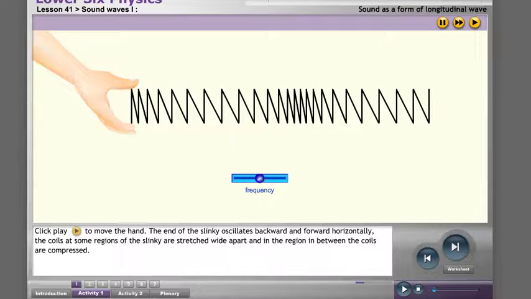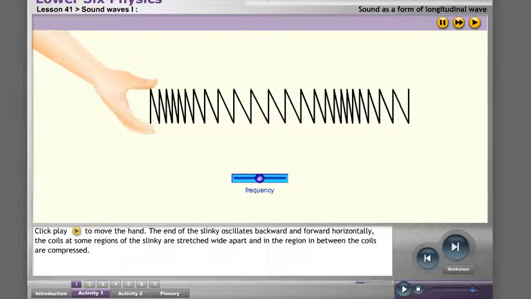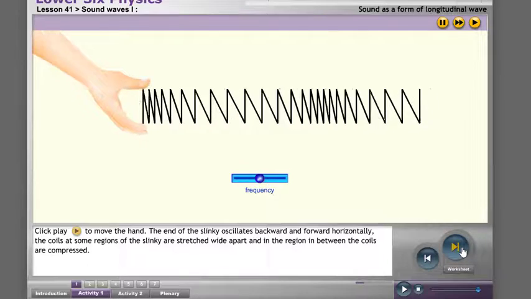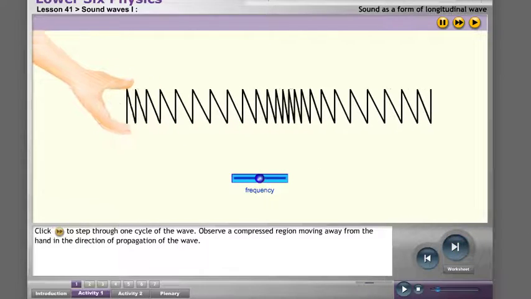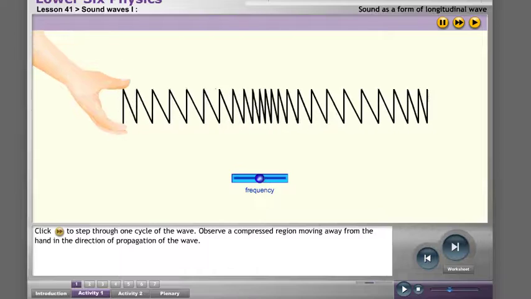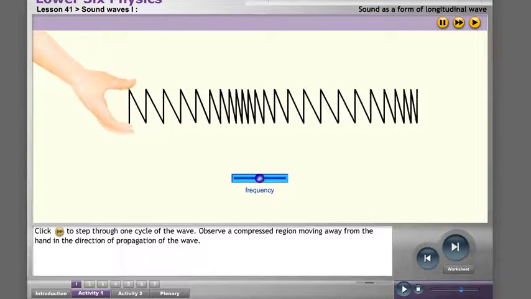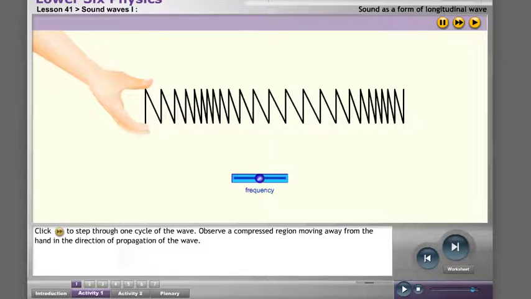Click play to move the hand. The end of the slinky oscillates backward and forward horizontally. The coils at some regions of the slinky are stretched wide apart, and in the region in between, the coils are compressed. Click step through to step through one cycle of the wave. Observe a compressed region moving away from the hand in the direction of propagation of the wave.